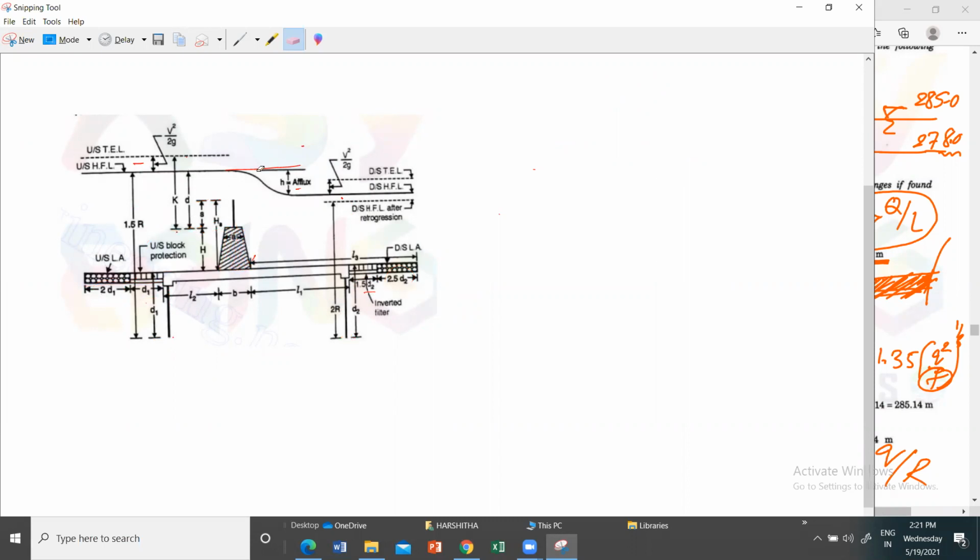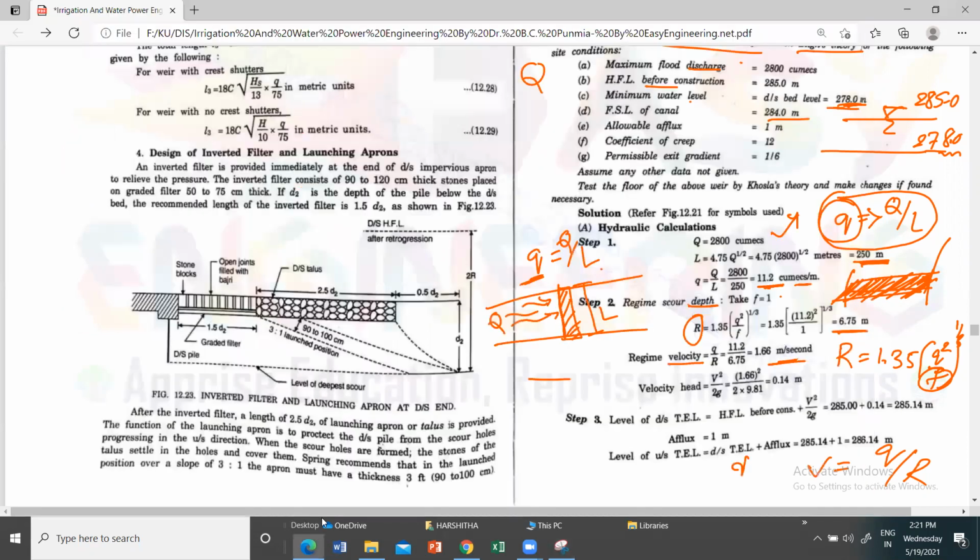Only the high flood level in the river is given. The bottom level is 278.0 meters, and the high flood level is also given. That is before construction of the weir. This is 285.0 meters.